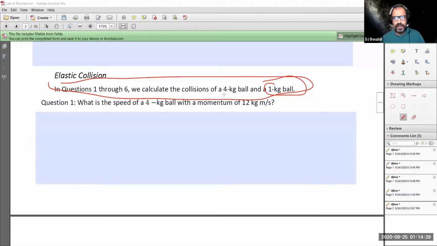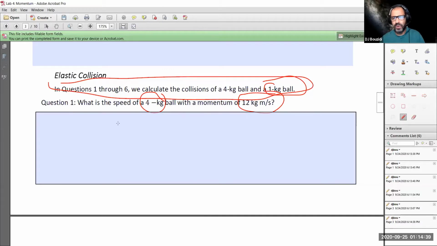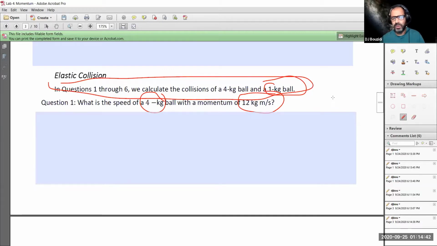So it's 3 meters per second. That's the answer to the first question. Again, you can show the work here because the mass is 4 kilograms and the momentum is 12 kilogram meter per second. Divide 12 by 4, and you should find the answer to be 3 meters per second.